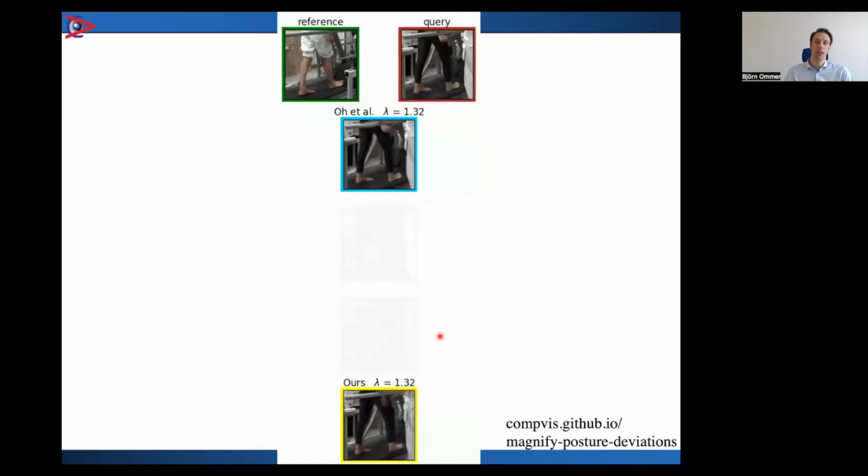And here you can see the magnification of the posture deviation between these two frames, the reference and the query, for different magnification strength lambda. And you can see how our approach eventually, as lambda gets larger, nicely magnifies this difference in stance, that the stance is actually much wider of the query as opposed to the reference.